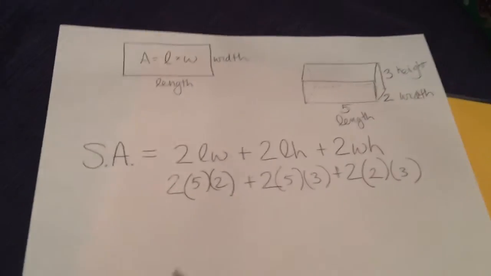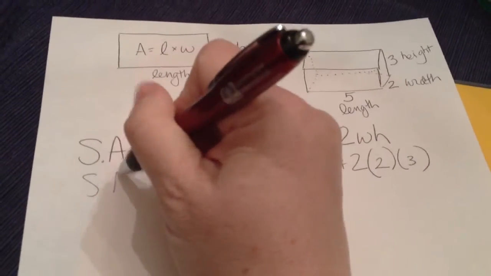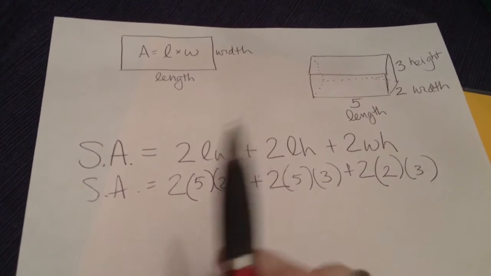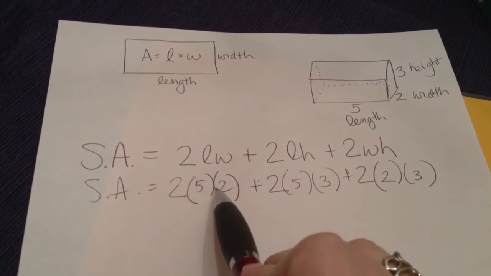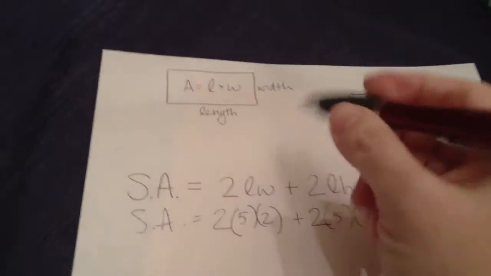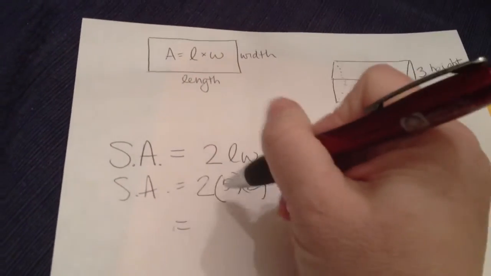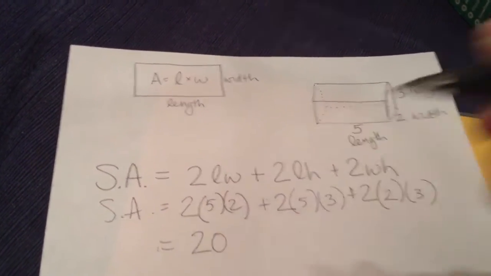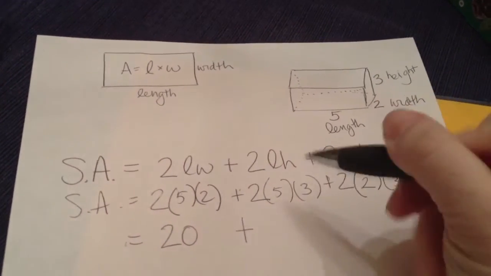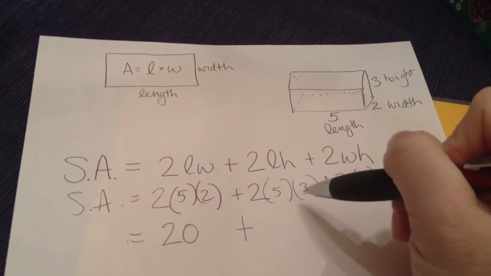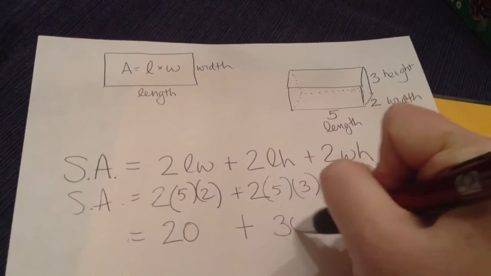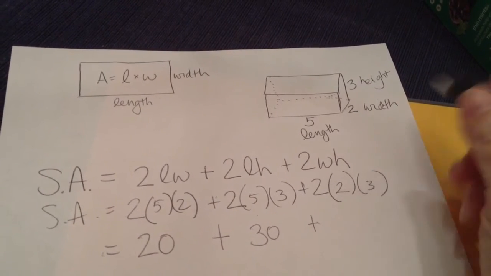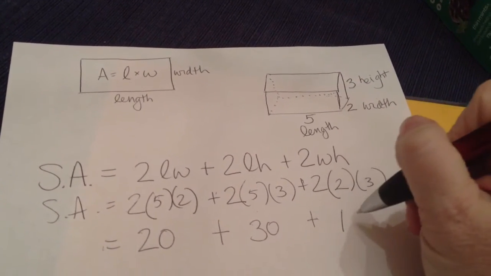Okay, order of operations tells us that we have to multiply before we add. So we're going to multiply each section, each of these 3 numbers together, and we'll add at the end. So 2 times 5 is 10, times 2 is 20. Bring down your addition sign. 2 times 5 is 10, times 3 is 30. And then 2 times 2 is 4, times 3 is 12.